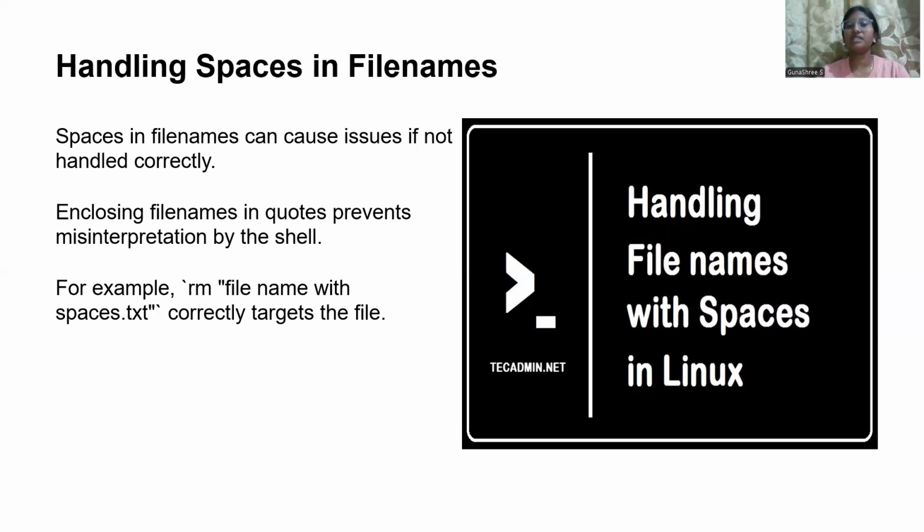How do we handle spaces in file names? When you're giving file names, the major problem is that we have to give an appropriate file name to the file, and if there are any space-related issues, they have to be handled correctly. Enclosing file names in quotes will prevent misinterpretation by the shell. For example, quoting "file name with space.txt" will correctly target that particular file, without confusion over whether this was the file or something else is being looked for.